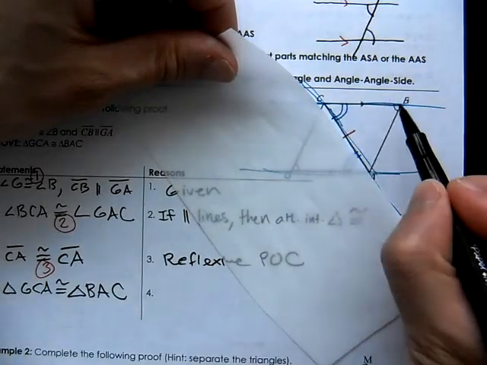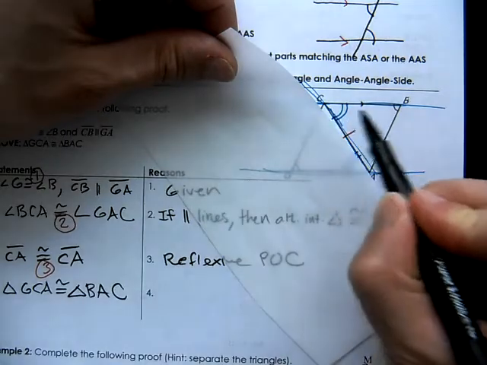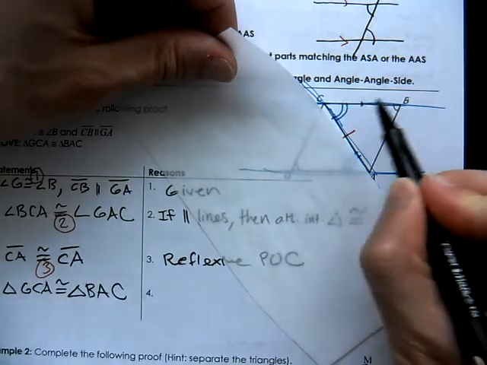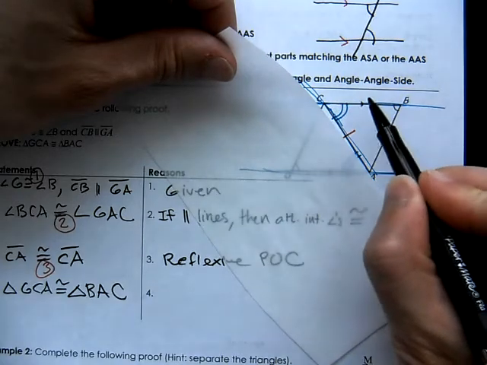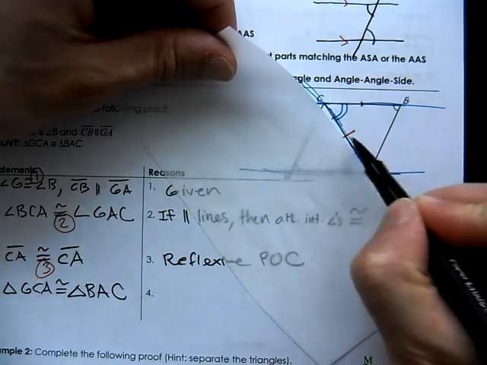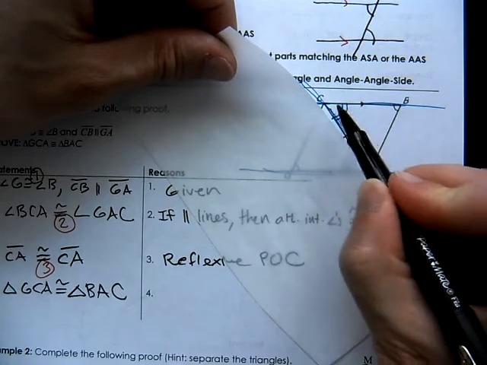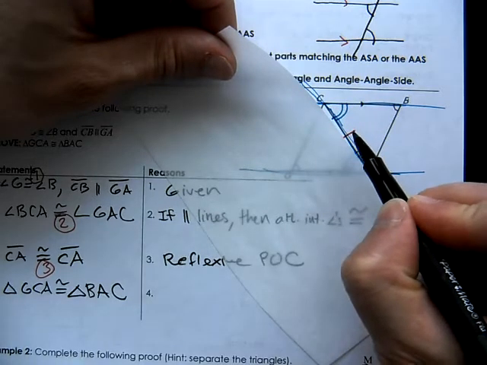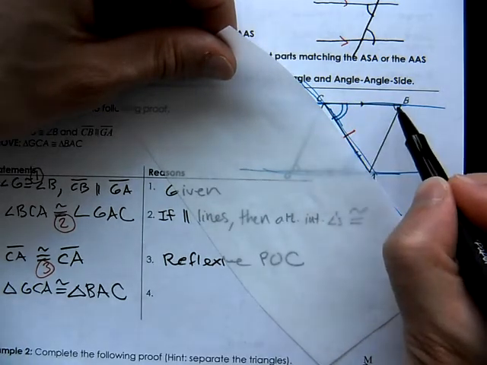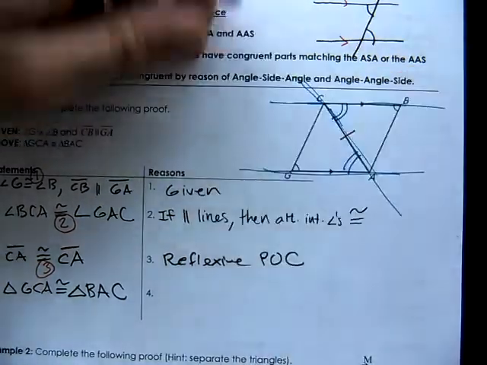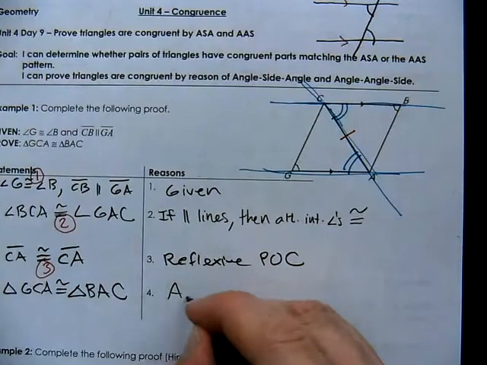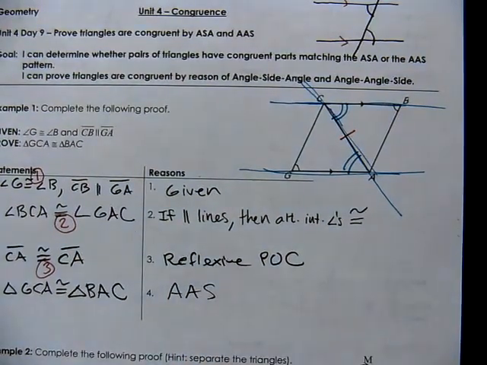There it is. Where is the side that is between the 2 marked angles? This is the side. And is this where we have the tick mark? Is it between the 2 angles? No, the tick mark is not between the 2 angles. So this is an angle, angle, side pattern. You could say side, angle, angle, but we typically list the angles first. So angle, angle, side is what we would call it. And that's our first proof.